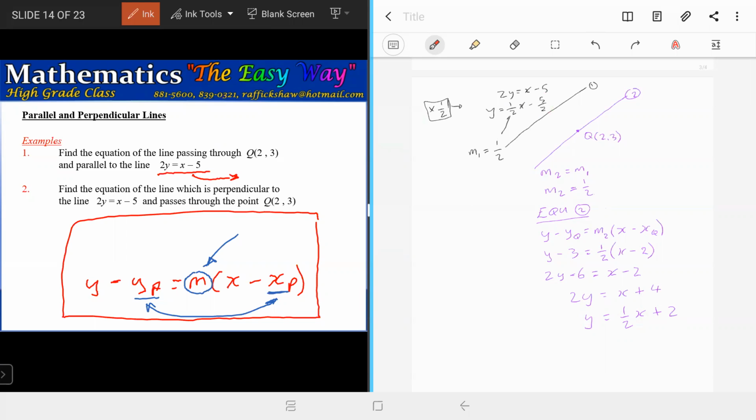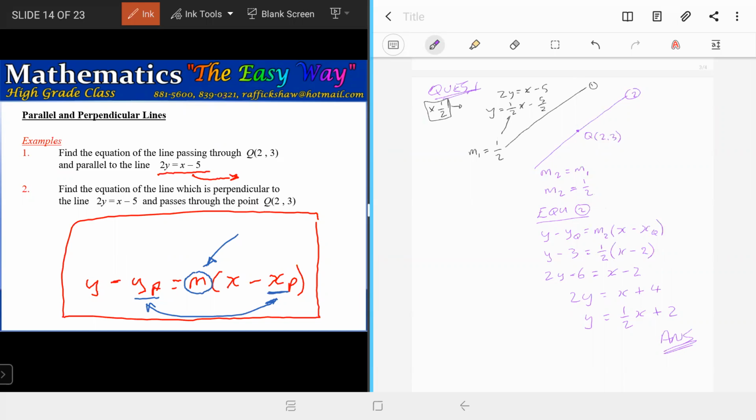Now watch me. So that is question 1. That's the answer for question 1. This is the gradient. This is the answer right here for question 1. So we finish question 1.